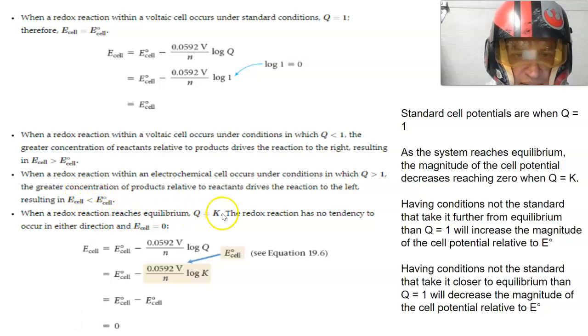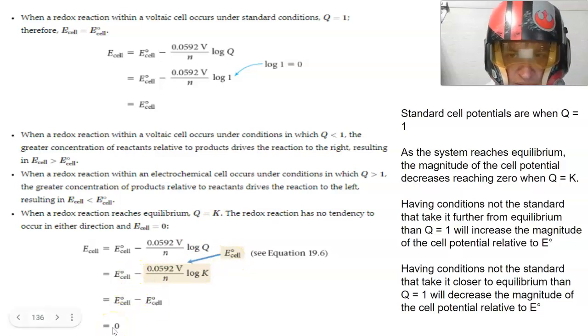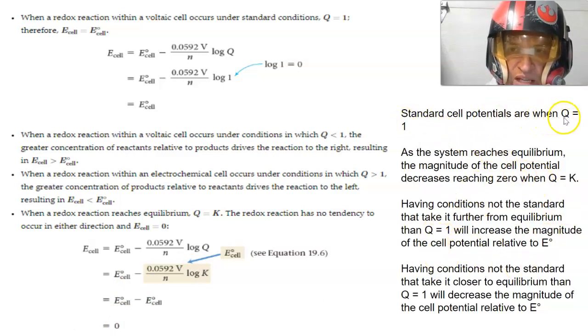When Q is equal to K, there's no tendency in either direction. Because when Q is equal to K, that's what this equation is. This equation here is E cell at the standard. So that minus itself is 0. Okay. So again, that's what's put here, is that when you have the standard potentials when Q is 1, standard potentials. As the system reaches equilibrium, the magnitude of the cell potential decreases, reaching 0. So it's going to slow down.